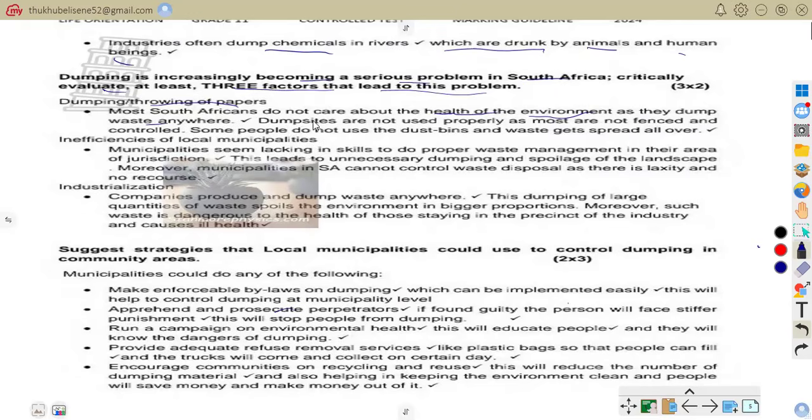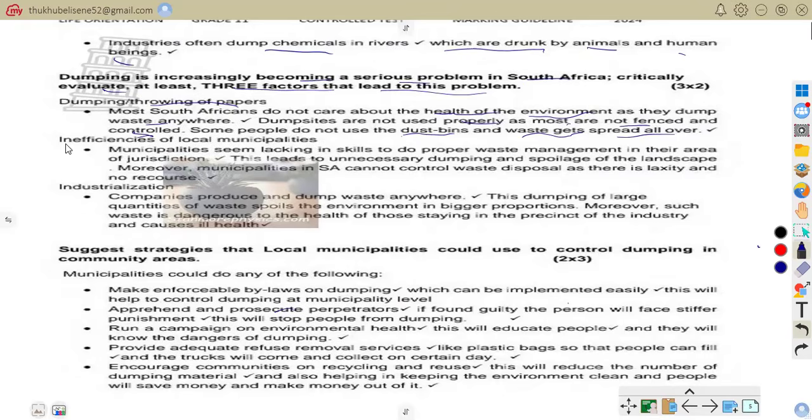So the dump sites are not used properly, as most are not fenced and controlled. Some people do not use the dustbins and the waste gets spread all over. The effect is that the waste spreads around communities, and the dirty surroundings attract pests and diseases. For example, people dumping rubbish next to the roads instead of using dustbins.